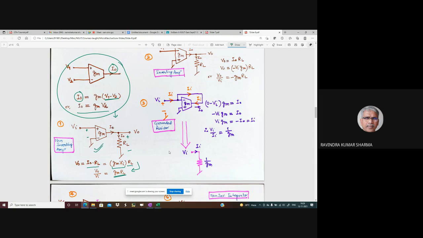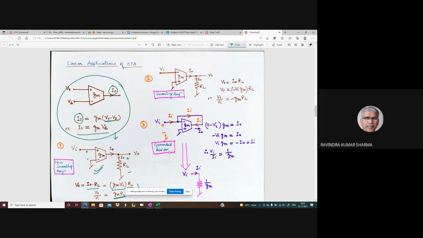Correct? To make an inverting amplifier, look at the input terminals in this second circuit: we have swapped them. When we swap, then obviously I naught will be minus VI GM. Correct? Because non-inverting minus inverting voltage times GM is I naught. So that makes it minus. So minus VI GM RL, and therefore VO by VI will be minus GM RL. So that is the inverting amplifier.